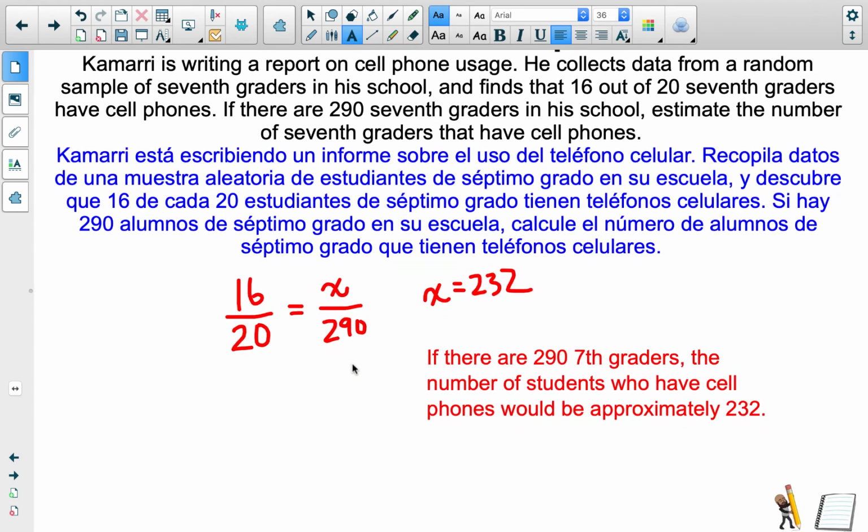Now, another thing you could do here is divide 16 by 20, basically convert this into a decimal, and you would get 8/10. Then you can take that and multiply it by 290, because basically 8/10 of students have cell phones based on our sample, and that also gets 232. I think most of us are comfortable with either the scale factor or the cross multiplication and division, but there are multiple methods to solve this.